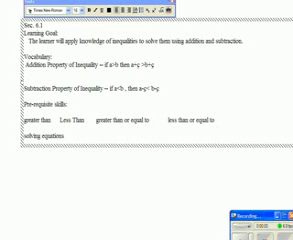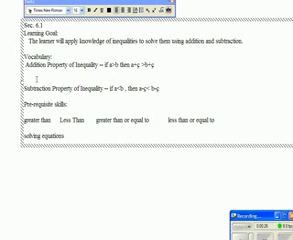This video is for Algebra Section 6.1, Solving Inequalities by Addition and Subtraction. Our learning goal is written up there. It says the learner will apply knowledge of inequalities to solve them using addition and subtraction. So basically you should be able to solve these equations using inverse operations with addition and subtraction.